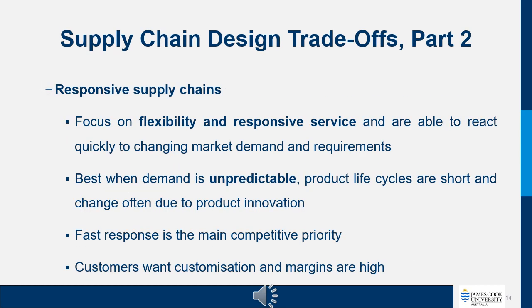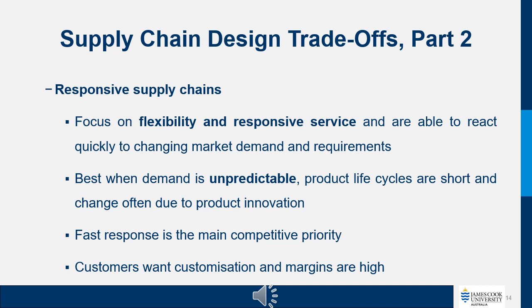The second trade-off is responsive supply chains. So it prioritizes flexibility and the ability to quickly adapt to changing market demands and requirements. They are designed to respond rapidly to unpredictable demand patterns, short product life cycles, and frequent changes driven by product innovation. Responsive supply chains aim to provide customization, fast response time, and tailored service to meet customer demands. They are characterized by high margins, a focus on customer satisfaction, and the ability to quickly adjust production and distribution strategies.